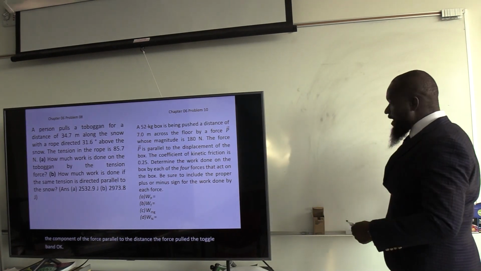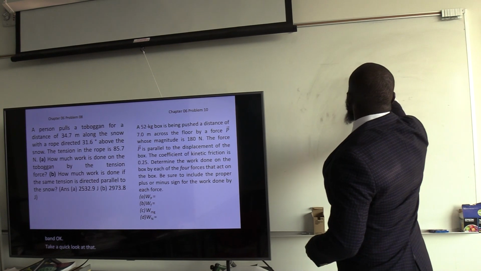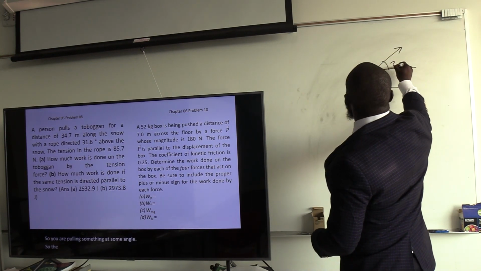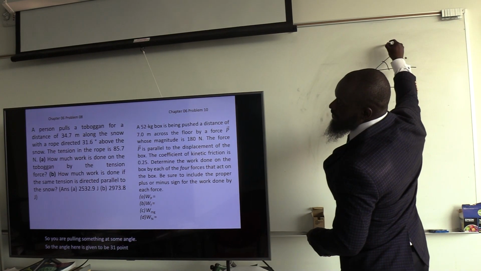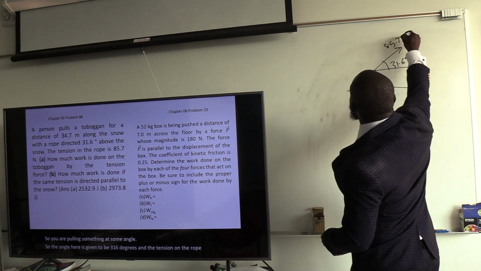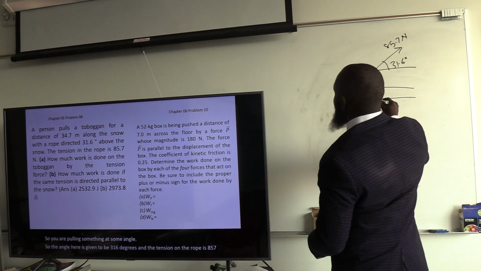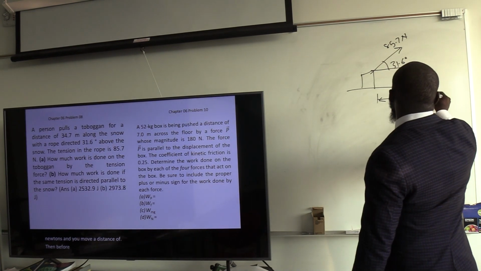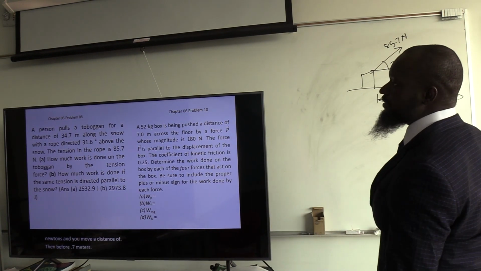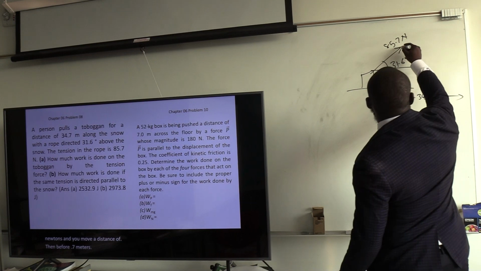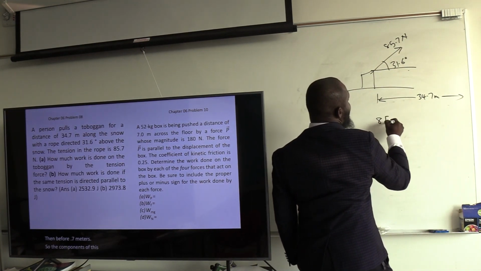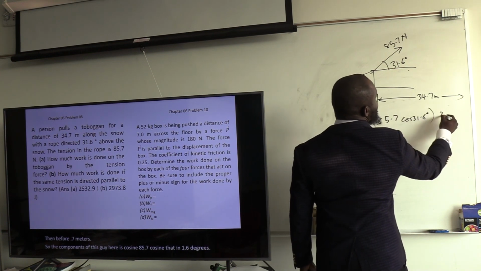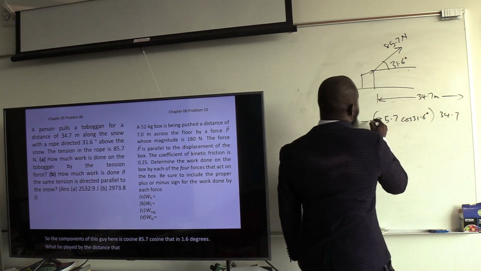Let's take a quick look at that. So you are pulling something at some angle. The angle here is given to be 31.6 degrees, and the tension on the rope is 85.7 newtons. And you move a distance of 34.7 meters. Is that okay? So the component of this force is 85.7 cosine 31.6 degrees multiplied by the distance 34.7. This equals your work done.